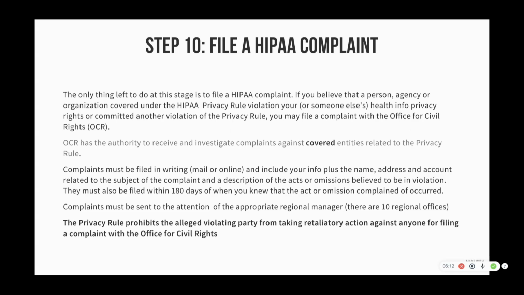So number 10 is to file a complaint, okay? So obviously the only thing left to do at this stage is to file the complaint. Now, there are certain requirements that need to be met, like the way that you write it. You can check this out on your own, such as it has to be done within 180 days of when you knew the act or omission complained of occurred. So go and check this slide out yourself.